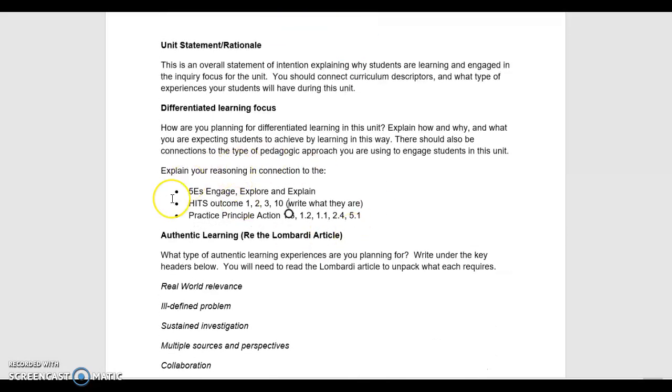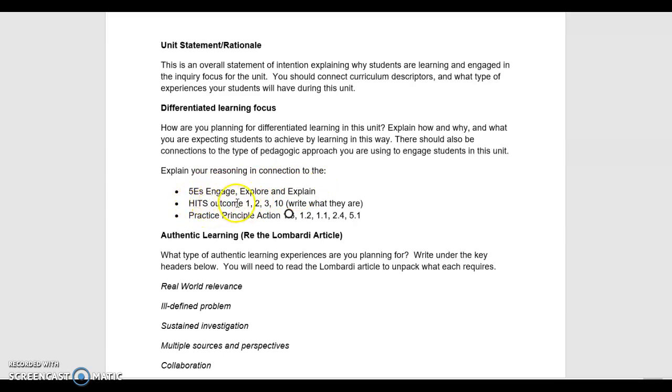The next section will be looking at how you have catered for differentiation. So what are you expecting students to achieve by learning this way? Connecting your pedagogical approach to how you're engaging students, for example. So you need to explain your reasoning connecting to the policy documents. So the 5 E's: engage, explore, and explain.